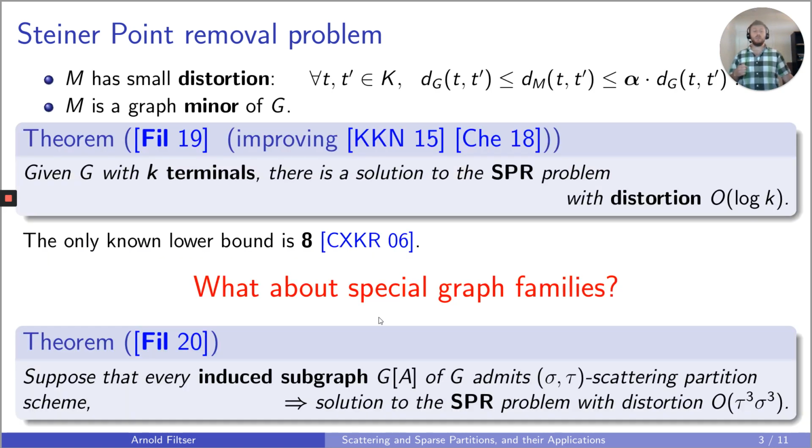And what we showed in this work, which is in a sense the main theorem of this paper, is that if every induced subgraph of your graph G admits a sigma-tau scattering partition scheme, then you can construct a solution to the standard point removal problem with distortion which is polynomial in tau and sigma. Okay, so again, scattering partitions imply a solution to the standard point removal problem. So now it's time to relieve the suspense and finally define this type of partitions.